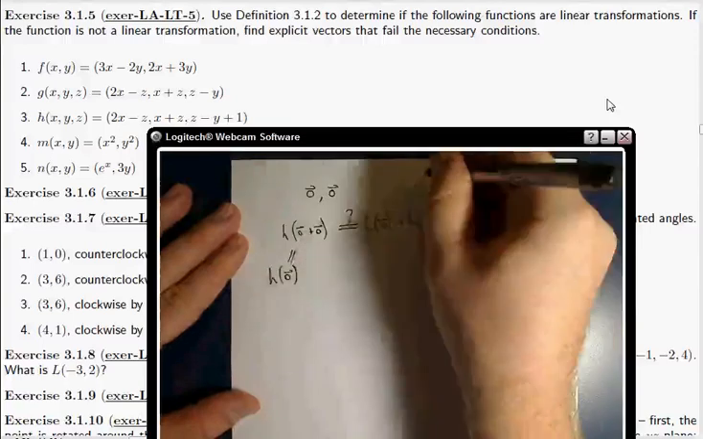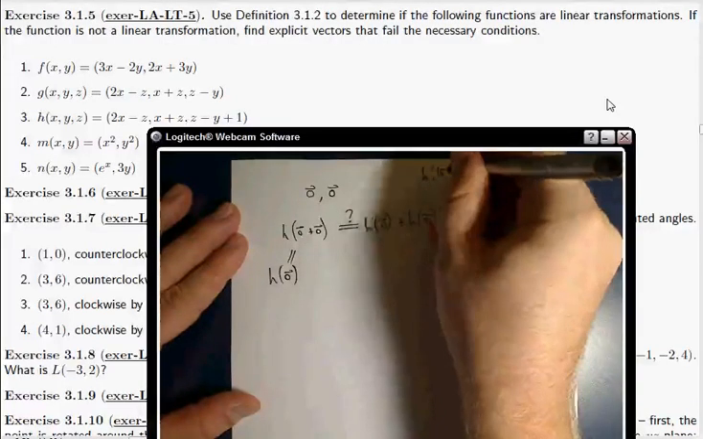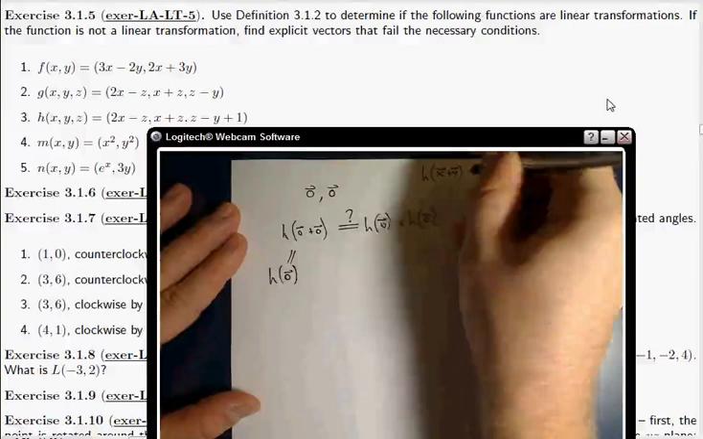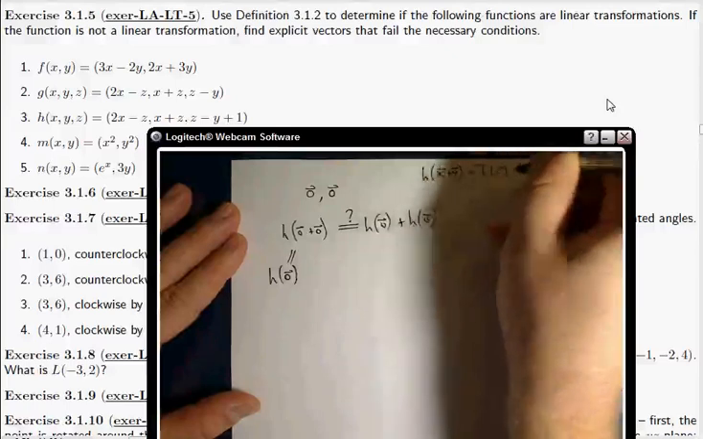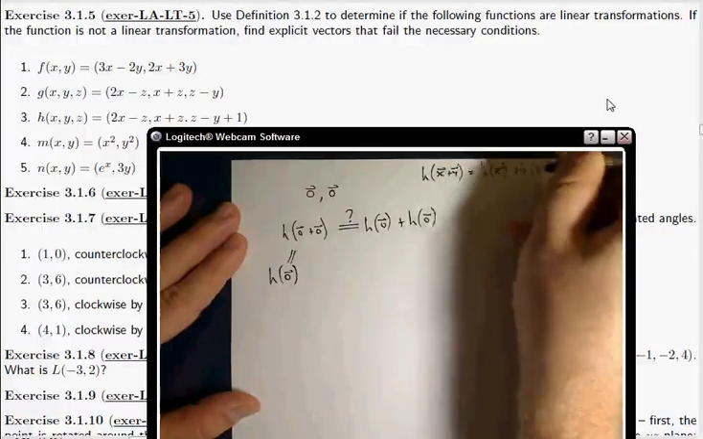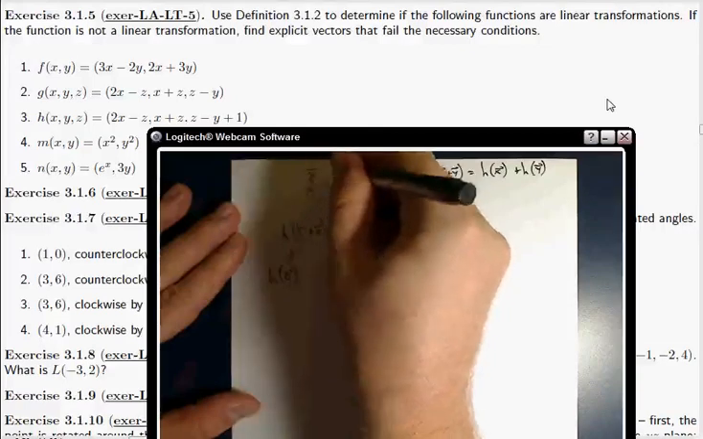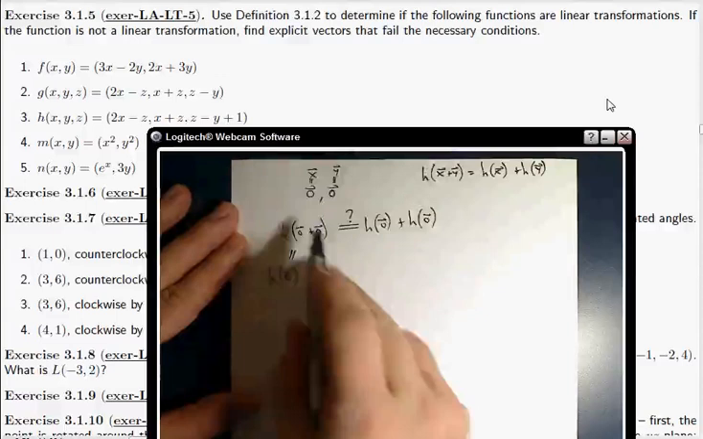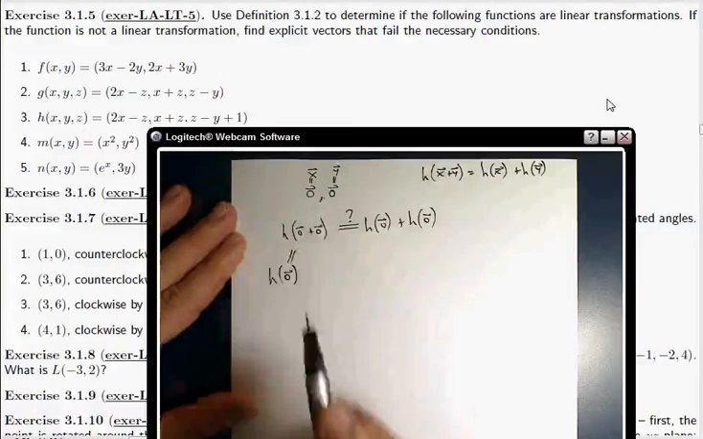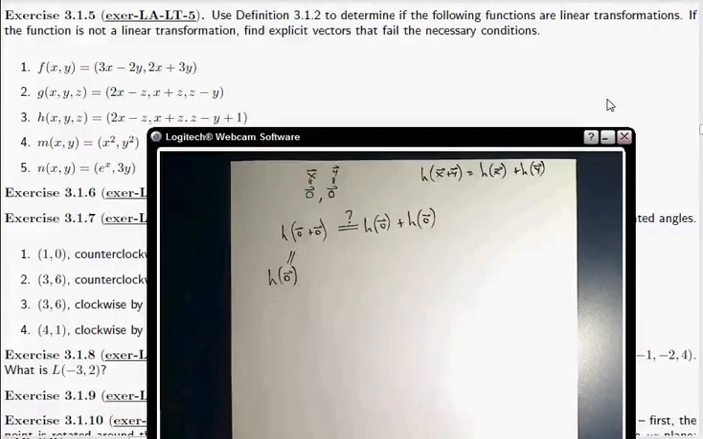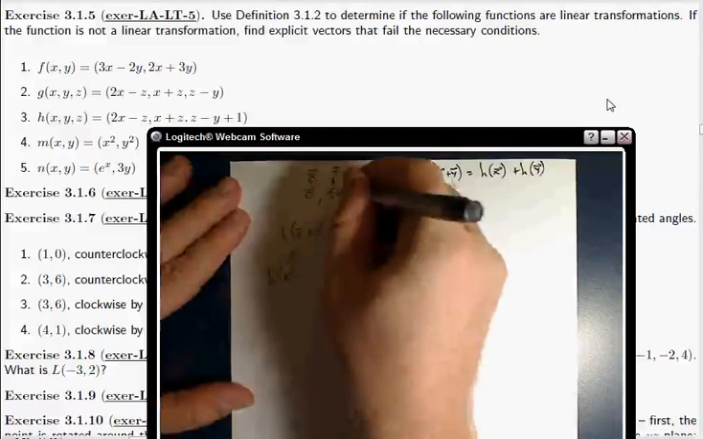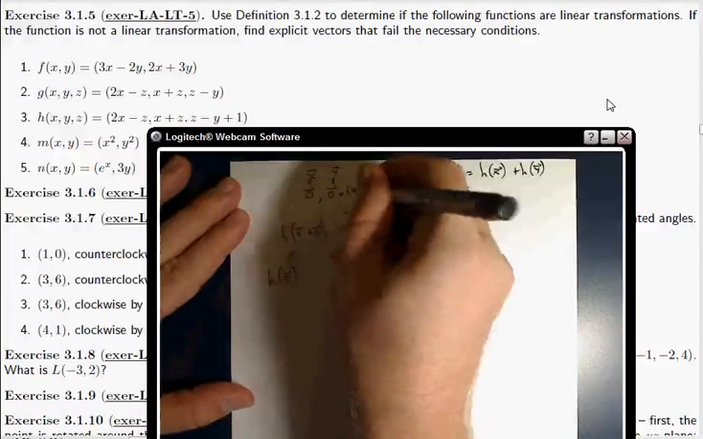Remember the rule that is required. You need h of x plus y to equal h of x plus h of y. So this is my x, and this is my y that I'm choosing. These aren't coordinates; these are vectors. And those vectors are 0, 0, 0.